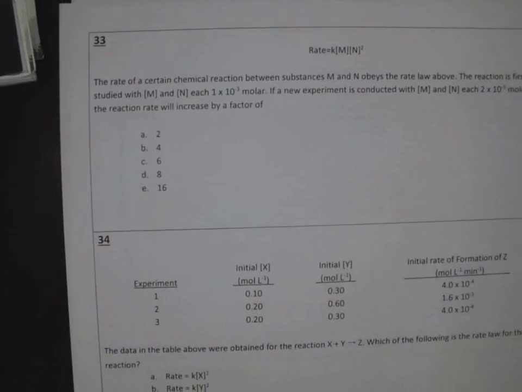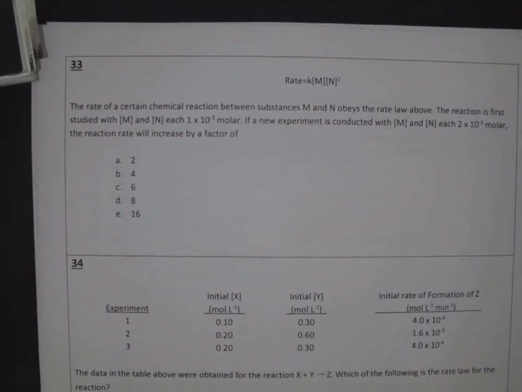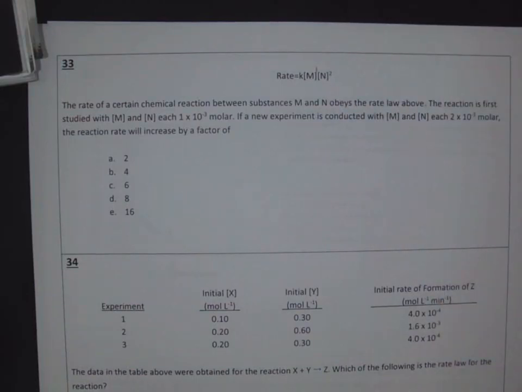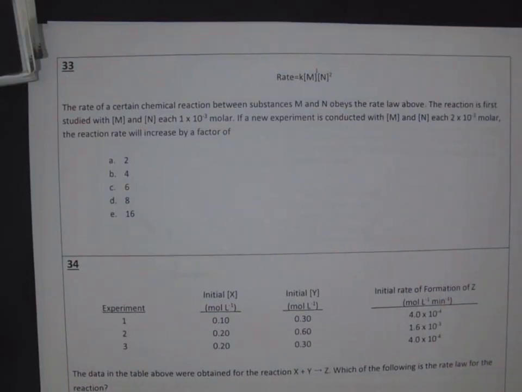Okay, here's my rate law. So rate is equal to k, M must be first order, and then N is second order. The rate of a certain chemical reaction between substance B and D obeys the rate law above. The reaction is first studied with M and N each at 1 × 10⁻³ molar. If a new experiment is conducted with M and N each being 2 × 10⁻³ molar, the reaction rate will increase by a factor of what?